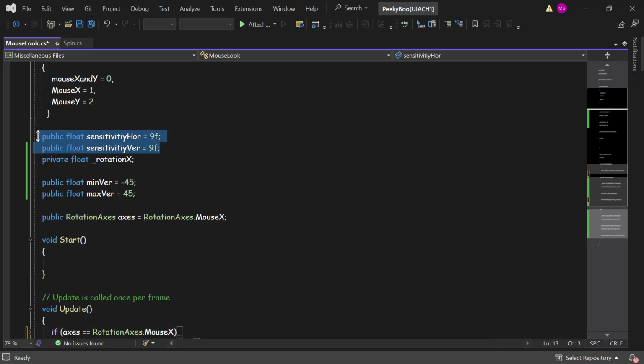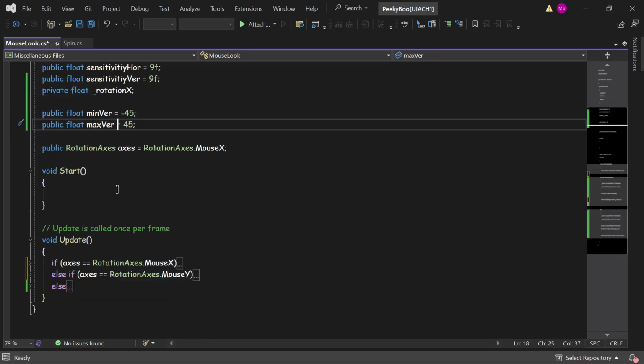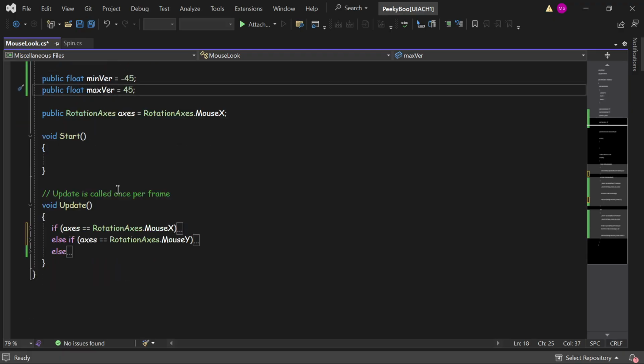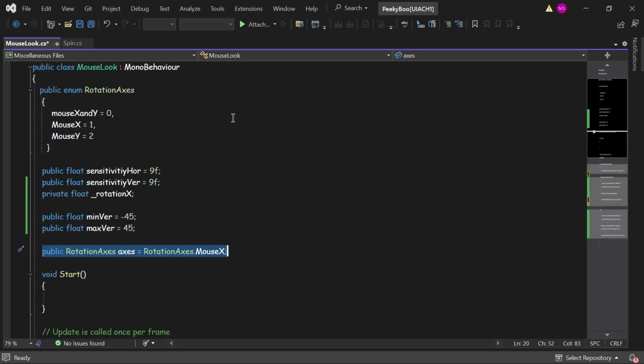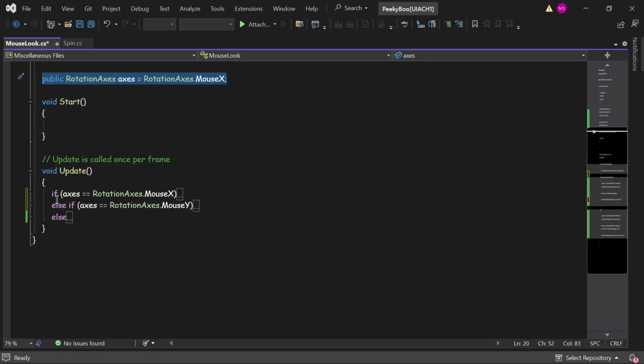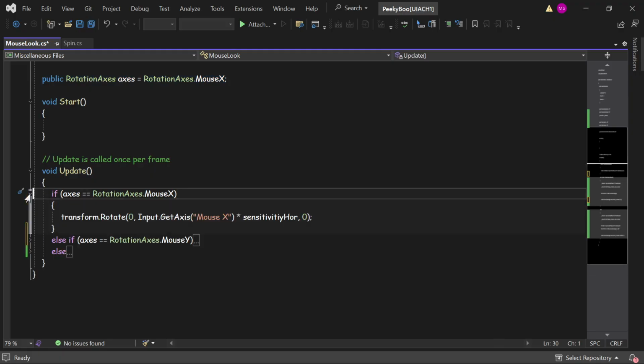And I'll get to whatever this stuff means. Just think of this right now as the sensitivity. If you're familiar with sensitivity in games, it's just how fast you look to the right or left or up and down and such. So this is an instance of rotation axis right now. Let's go to the first control statement here. So mouse X, right? Let's say the user wants to look left and right. So we're going to use the transform class and we're going to use the rotate method.